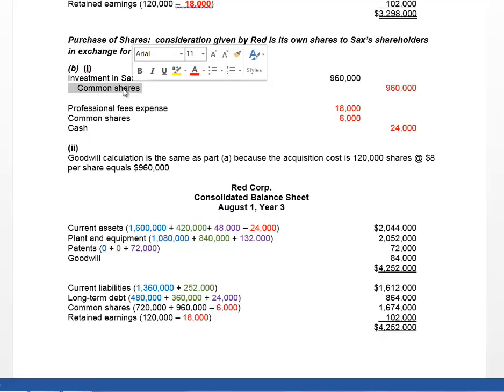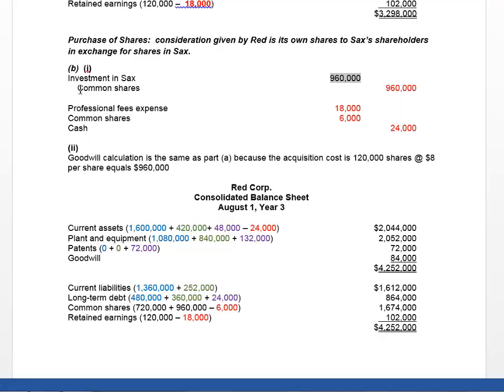And in return, the shareholders of Saks are going to give Red their shares in Saks, right? So again, we're crediting the common shares, and these are the common shares of Red. So Red's making this journal entry in order to get controlling interest of Saks.